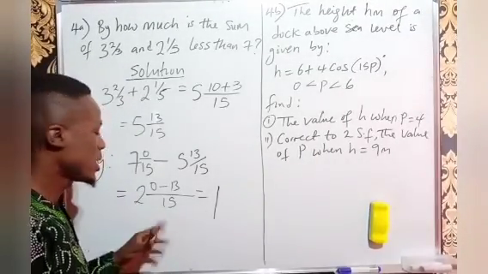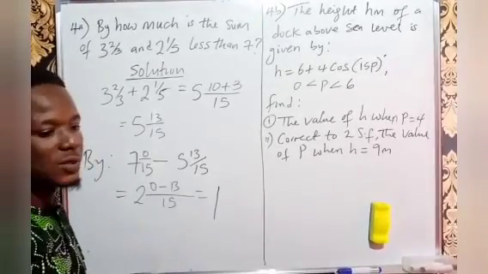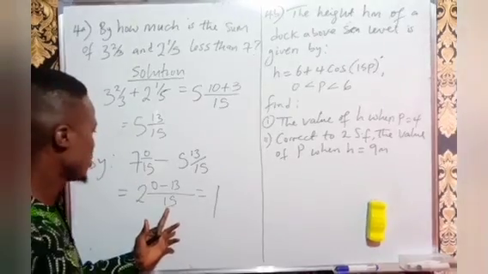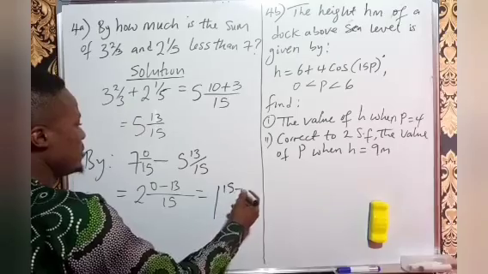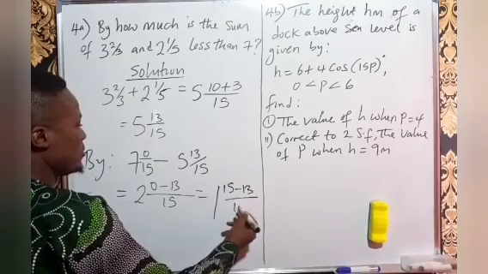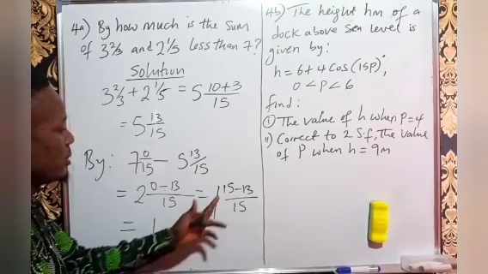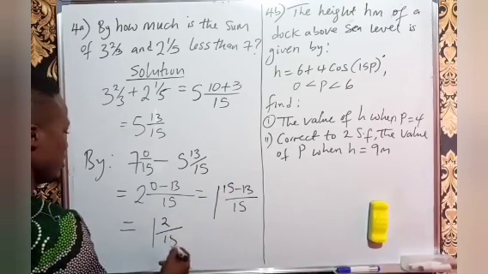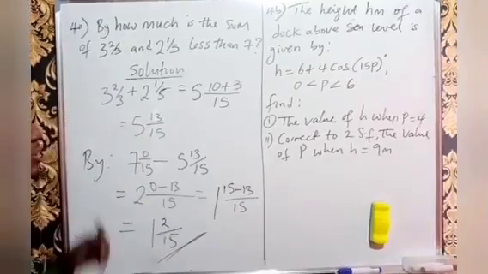Since 0 cannot minus 13 and I'm borrowing, whatever I borrow, I will call it my denominator. If my denominator is 10, I will call it 10. If it is 20, I will call it 20. But since my denominator is 15, that one I'm borrowing from 2 will be called 15. So 15 plus 0 is 15. So I'll just have 15 minus 13 all over 15. So at the end of the day, the answer becomes one whole number, 15 minus 13 will give me 2 all over 15. So this is the required value from this particular question.